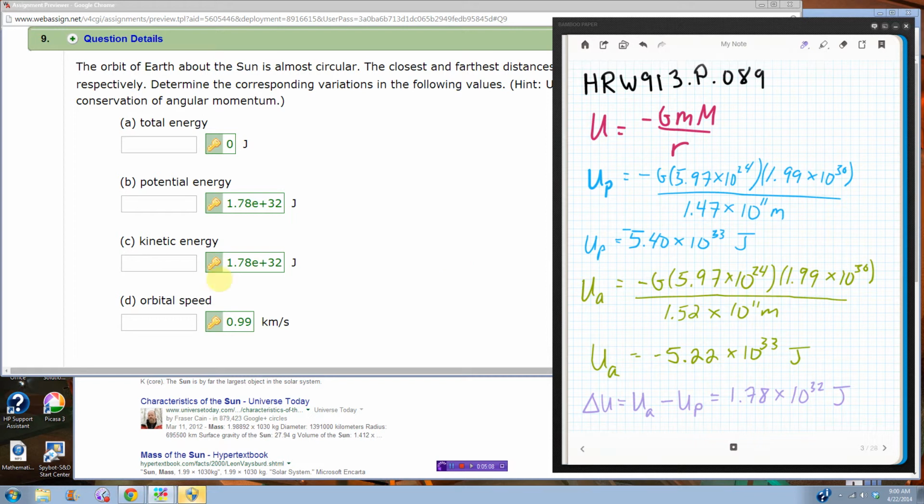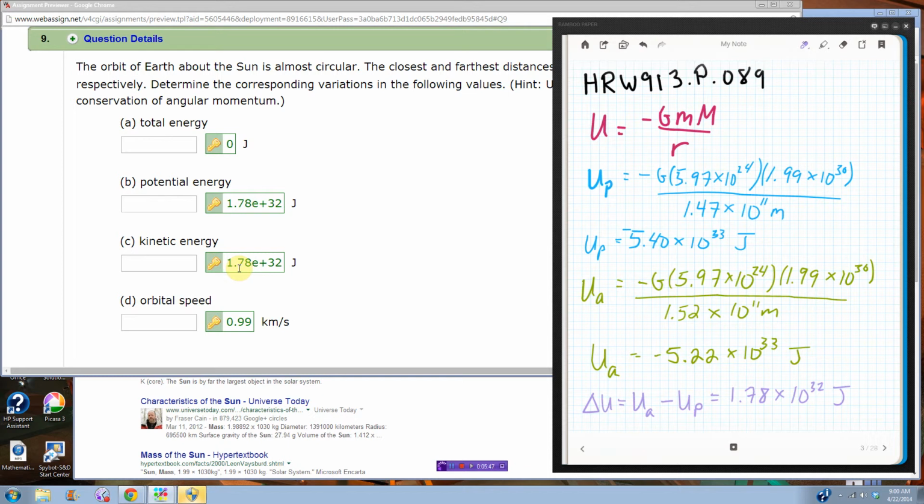Next up, they want the variation in kinetic energy. Well, here's the thing. When it goes from aphelion to perihelion, the potential energy decreases by this much. And that's the maximum decrease. Because energy is conserved, the kinetic energy must have increased by this much. So the variation in kinetic energy should be exactly the same number, since whatever potential loses, kinetic gains, or vice versa. So you get the same answer for B and C.